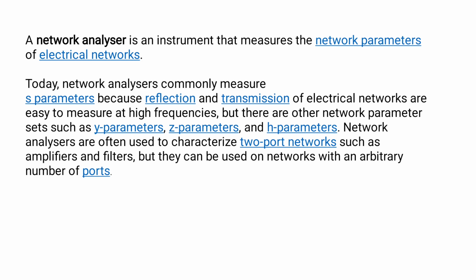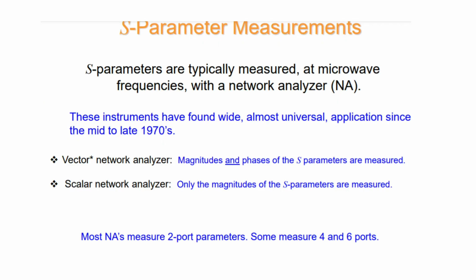Network analyzers are often used to characterize two-port networks such as amplifiers and filters, but you can use them on networks with an arbitrary number of ports. So these are the parameter measurements with network analyzers. These instruments have found wide, almost universal application since the mid to late 1970s.